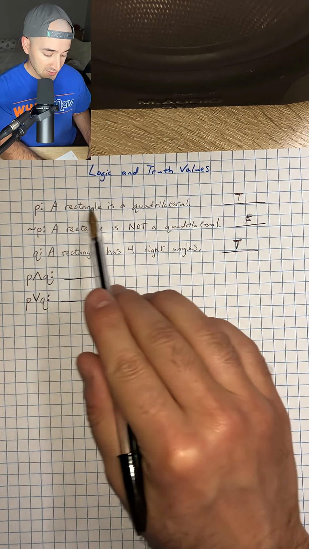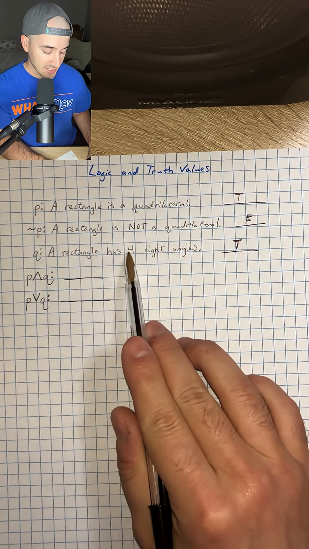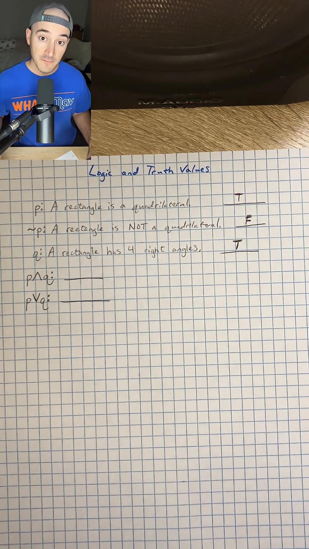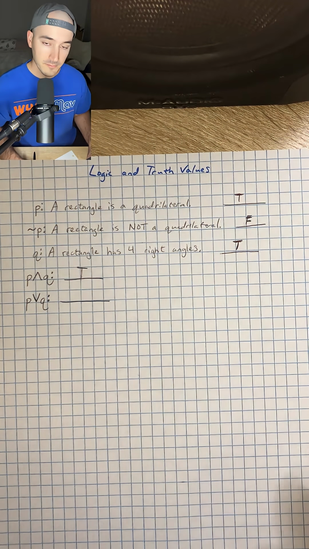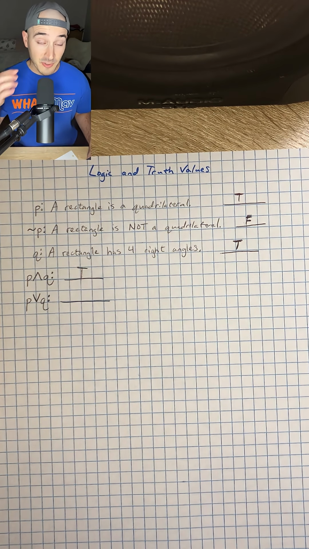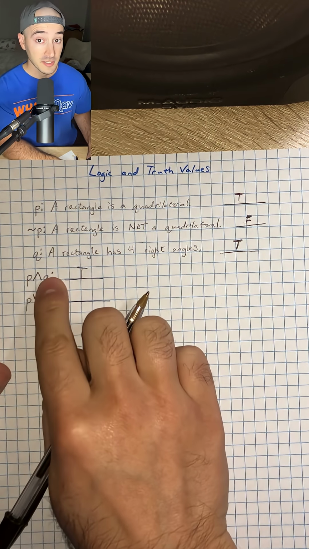So P, a rectangle is a quadrilateral, and Q, a rectangle has four right angles. Both of those are true. So our truth value is true. Okay, we're going to put a T. So basically with and, both of them have to be true in order to get the truth value of true. So sounds kind of confusing, but basically just know that both of them have to be true.